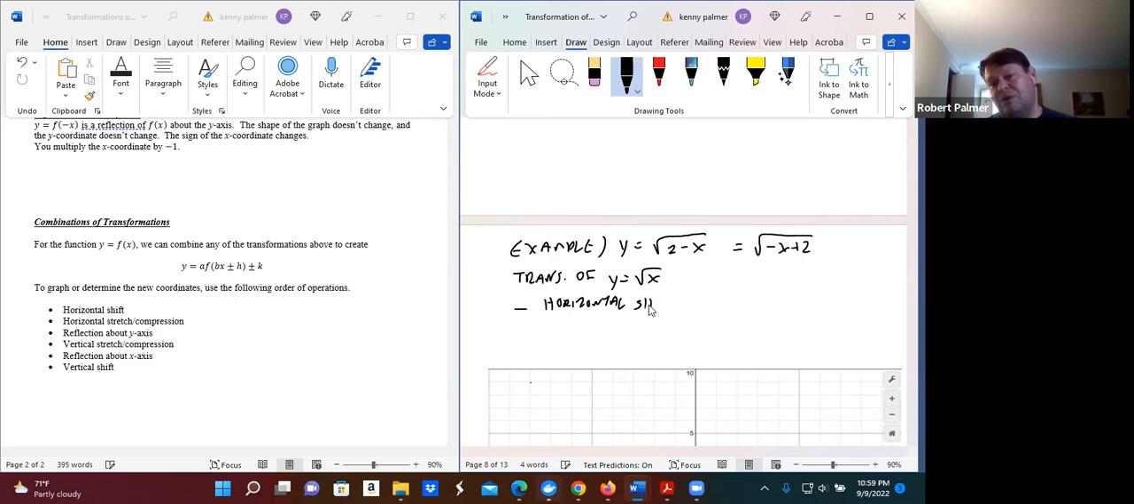So what we do first is this is a horizontal shift. And which way is it going? Once again, it's plus. It's opposite of what you think. It's going to be going to the left 2 units. Okay. And then the next one, we have this negative, which is a reflection of this f of x.